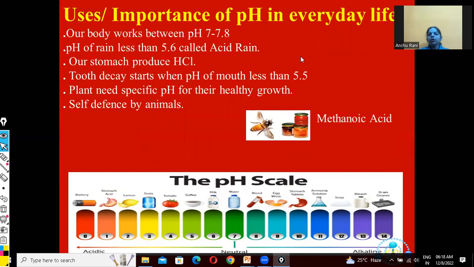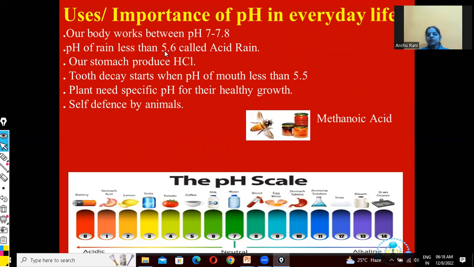pH is very important in everyday life. Our body works at an optimum pH range of 7 to 7.8. If our stomach is getting upset due to more acidity, that is because of decreasing pH of your stomach. You will feel the problem, then you have to take some antacids. Then pH of rainwater, if it is less than 5.6, it is called acid rain.